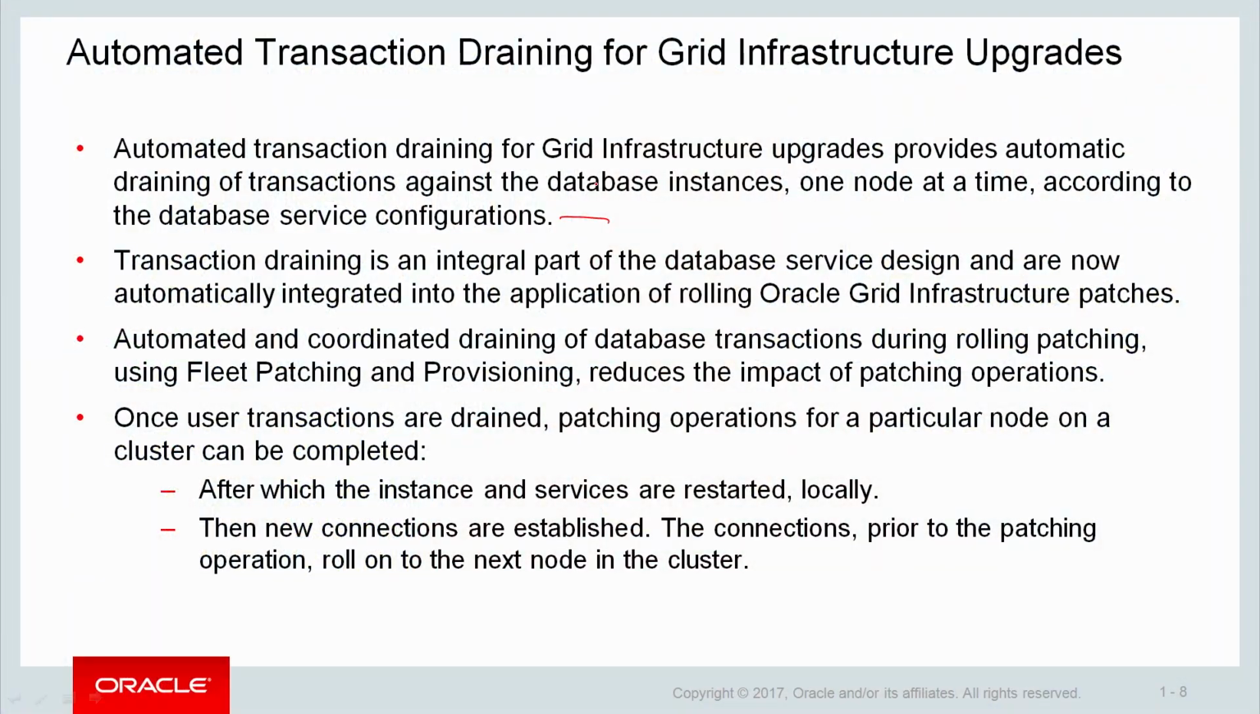This transaction draining was previously available for database upgrades, but we're now incorporating it into the grid infrastructure patches and upgrades as well. Automated and coordinated draining of database transactions during the rolling patches using fleet patching and provisioning reduces the impact of the patching operations. And once the user transactions have been drained, patching operations for a particular node in the cluster can be completed, after which the instance and services will be restarted locally. And then when new connections are established, the connections prior to the patching operation roll onto the next node in the cluster.